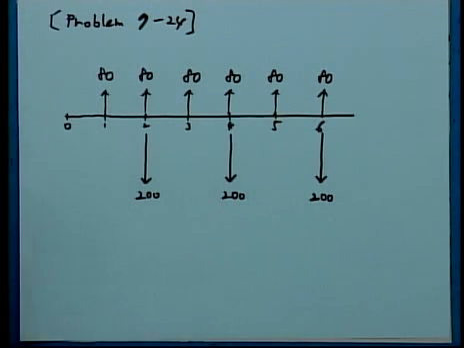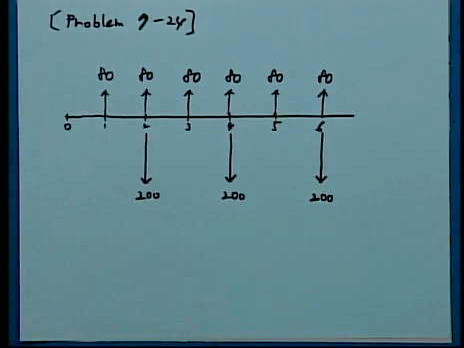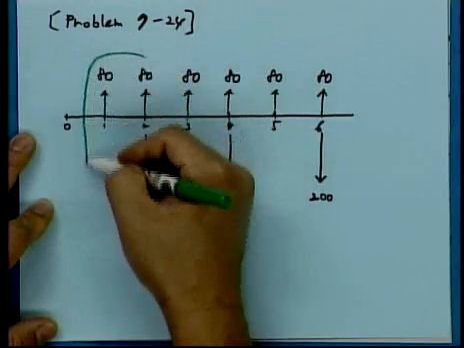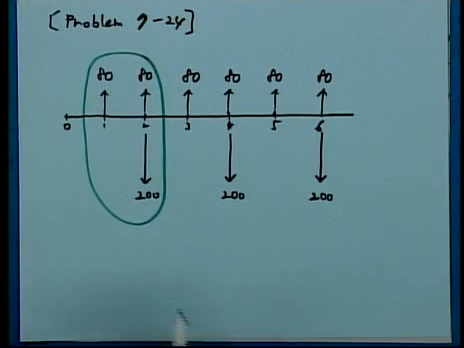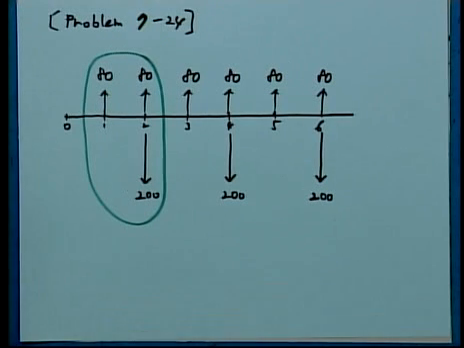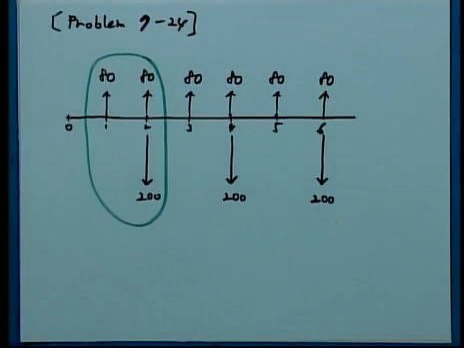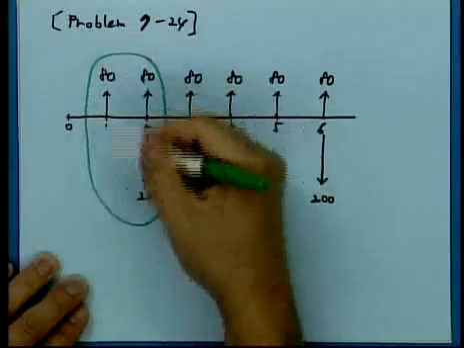So if you look at this cash flow diagram carefully, you may see that a certain pattern repeats 3 times. What are they? Here, this is a repeating series. So the easiest way to solve this problem is to solve just one cycle of a repeating diagram.